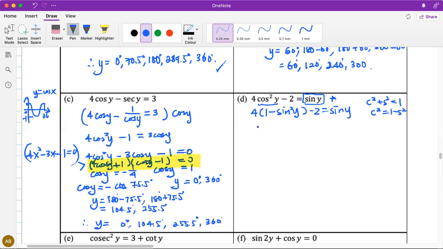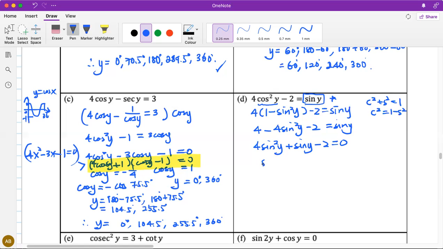So you multiply in, you get 4 minus 4 sine square y minus 2 equals sine y. So you move everything to the right hand side. You get 4 sine square y, and 4 minus 2 is positive 2, so when you move, it becomes negative 2.